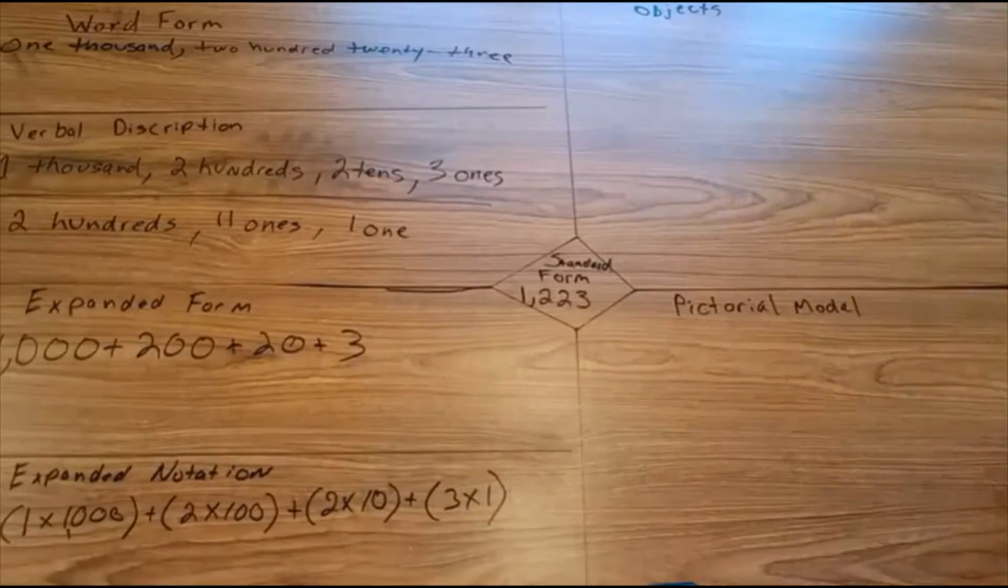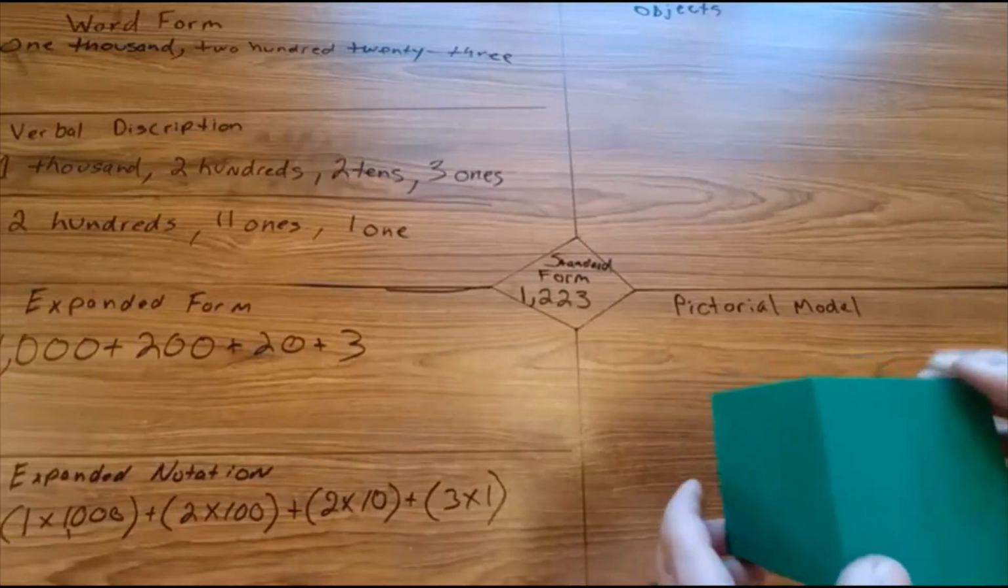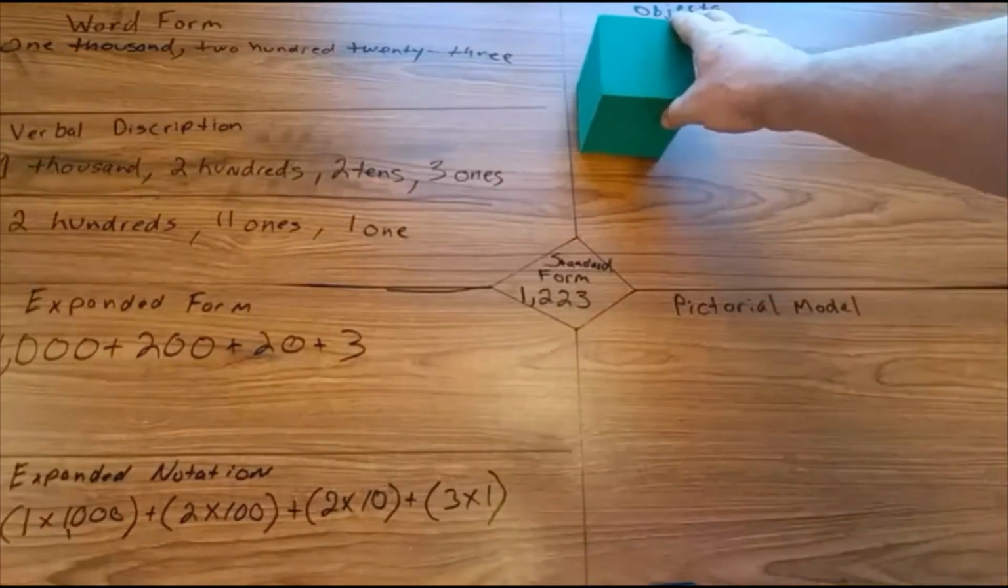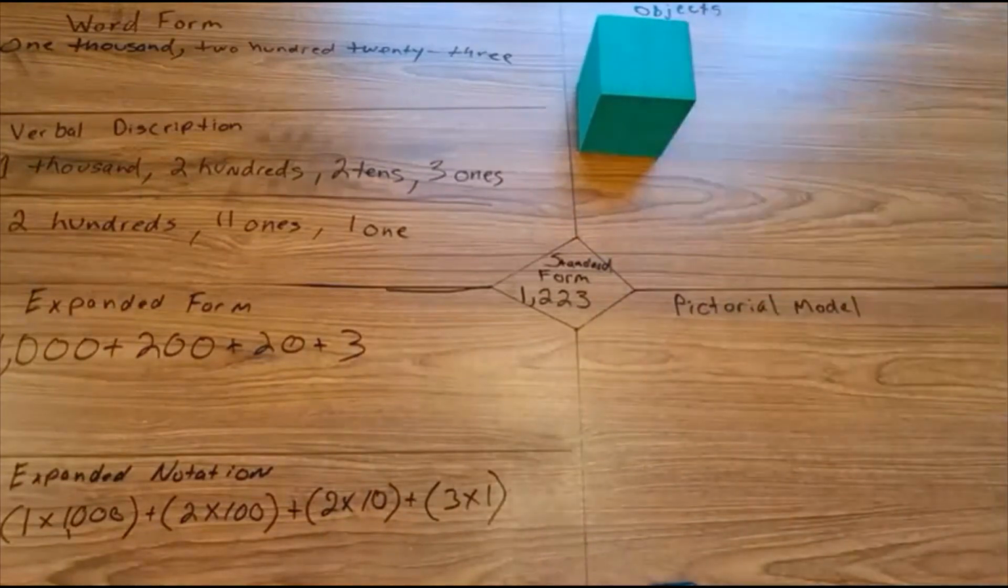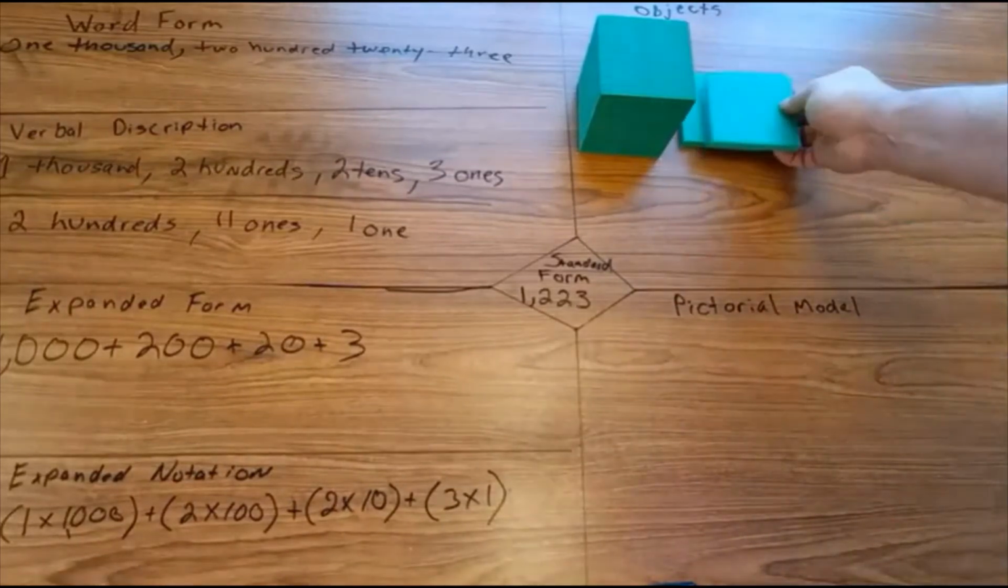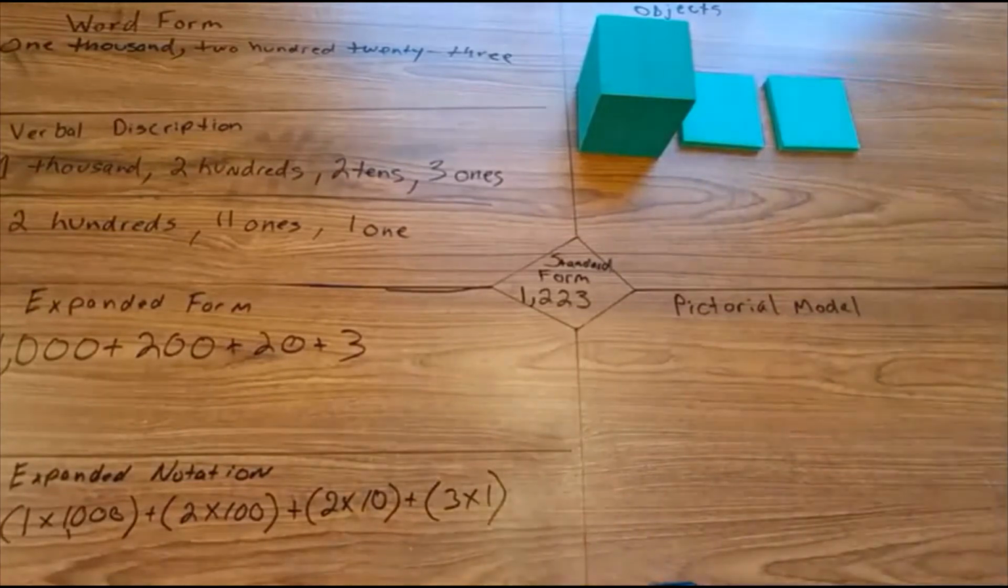Next, I'm going to use objects to represent the number. So I'm going to use base tens, which is a really common way that we represent numbers in elementary school. I'm going to start off with my cube. That's a 1,000 cube. That represents 1,000. These are my flats or my hundreds, and I've got 2 of those, 2 hundreds.